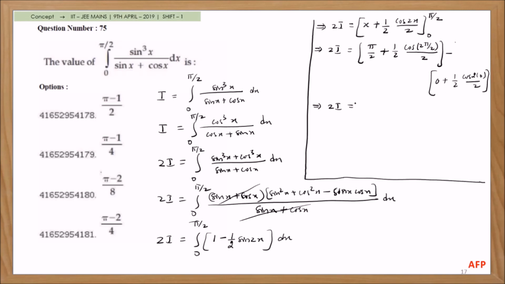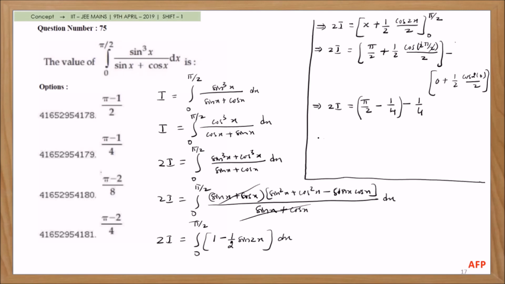So 2I is equal to pi by 2 as it is. So this is pi you got. So if you go for cancellation, pi you got minus 1 by 4 you got. Minus of, this is one part we got. So 0. So this is plus 1 by 4 you got.